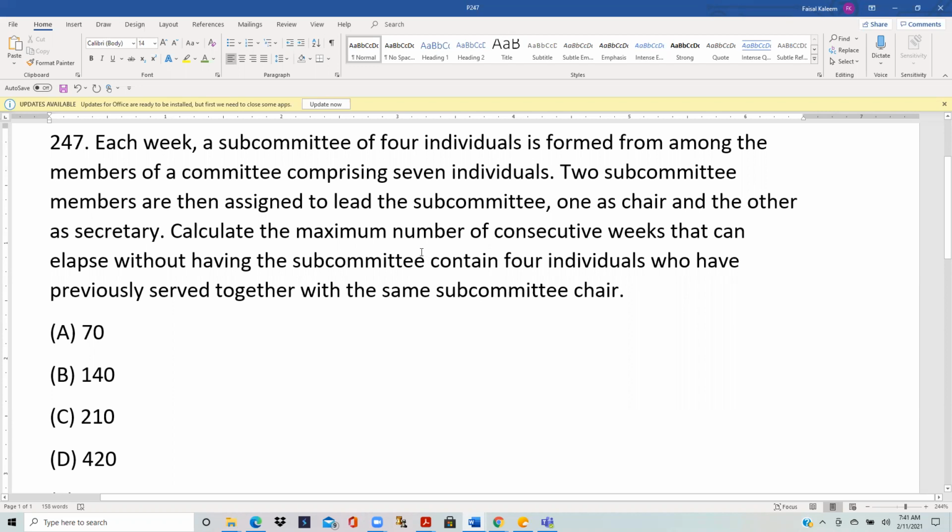So now, although they talk about a secretary and a chair initially, if you look at the question they're asking, that has no mention of the secretary. So what we really are looking for is the number of possible different subcommittees of 4 members where one of them is a chair. Once we find that number, that's the maximum number of weeks that can elapse without there being a repetition.